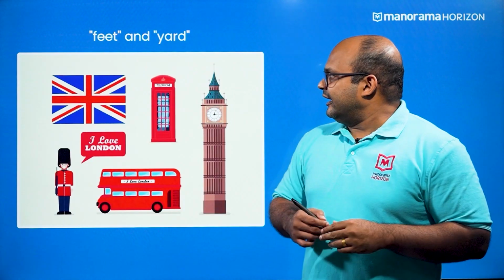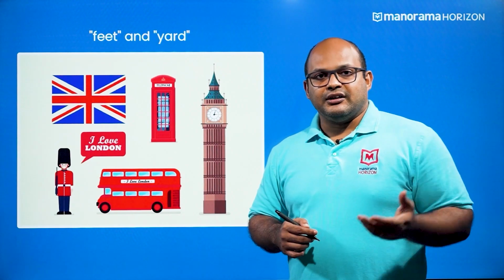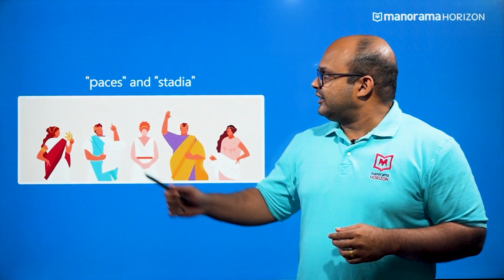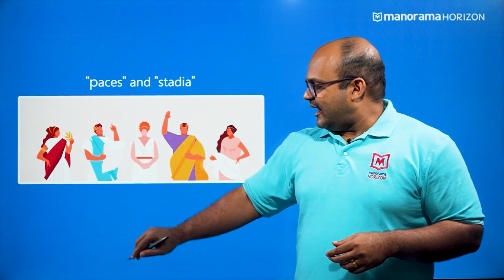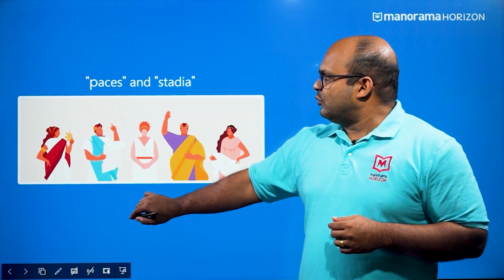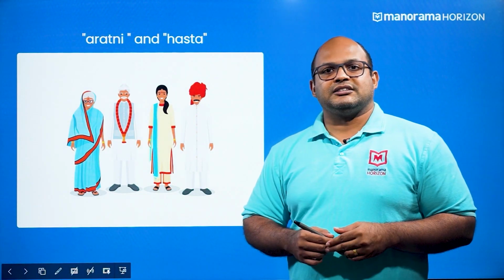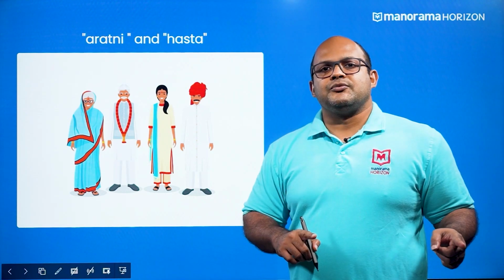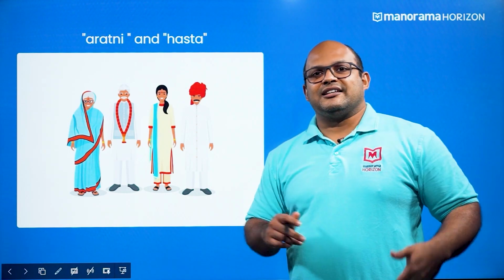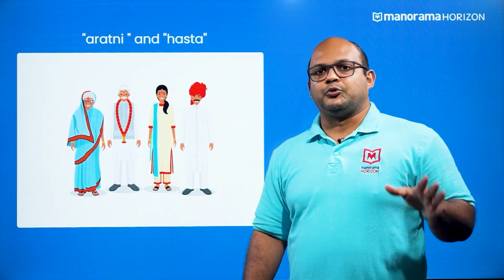This story shows the basic problem with using non-standard units. The thing is, this was the normal way of doing things historically. For example, the English measure in feet and yards, the Romans measured in paces and stadia, and the Indians measured in units like the aratni and the hasta. All of these systems that depend on the arms and legs and feet and palms have the same problem.